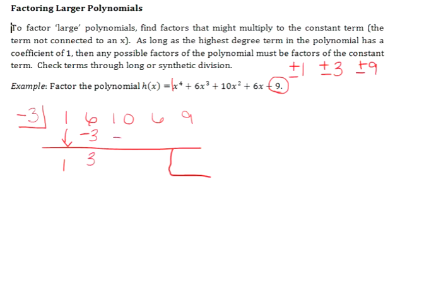3 times negative 3 is negative 9. 10 plus negative 9 is 1. 1 times negative 3 is negative 3. 6 plus negative 3 gives me 3. 3 times negative 3 is negative 9, and 9 plus negative 9 is 0. So this tells me that x plus 3 is a factor. We will go through and find a few more factors in the next set.